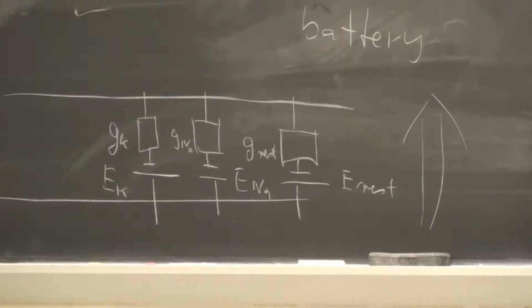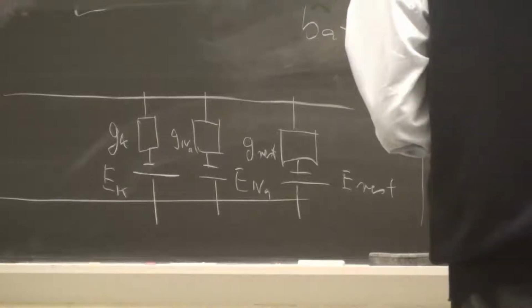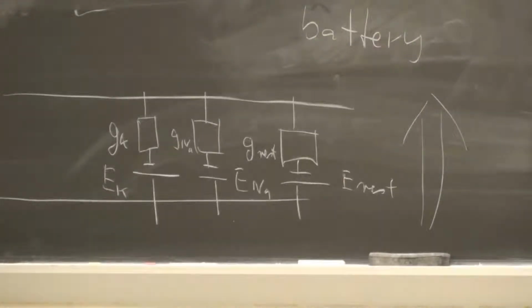Similar for the sodium, and similar for the rest. So this one would be our current that comes about under realistic circumstances, when all these batteries have different voltages, when they are not all satisfied. They cannot be satisfied because the voltage of the batteries differs. And okay, so this is our current.